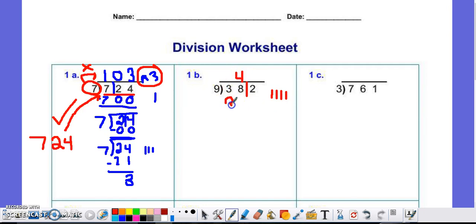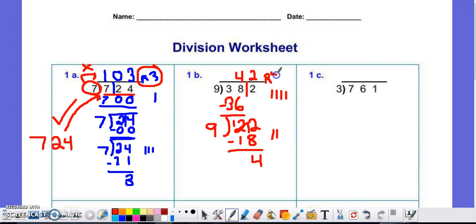Multiply 9 times 4, get 36, and subtract. 38 minus 36 is 2, and bring down your 2. Now I'm ready to divide. 9, 18, stop there. My 2 tally marks go into my quotient. 9 times 2 is 18. Subtract. In this case, more on the floor. Got to borrow 10 from the 10's, which makes this 12 minus 8, which is 4. So my answer should be 42 with a remainder of 4.